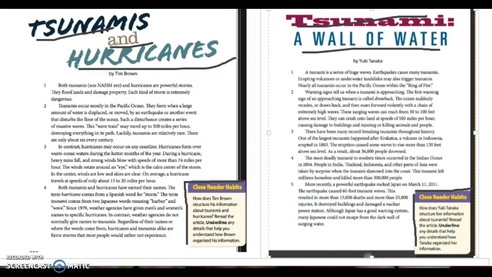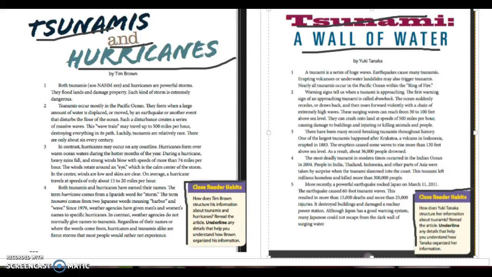Please follow along as I read the passage above. Tsunami and Hurricanes by Tim Brown. Paragraph 1. Both tsunamis and hurricanes are powerful storms. They flood lands and damage property. Each kind of storm is extremely dangerous.